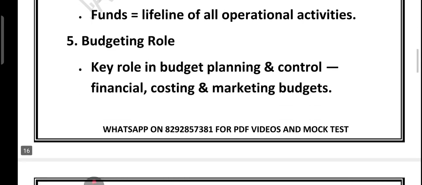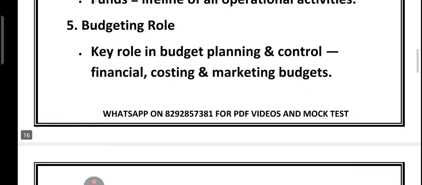Now let's talk about the budgeting role. The treasury plays a key role in budgeting and financial planning. How? Because it helps in preparing and controlling financial, costing, and marketing budgets, making sure that resources are used efficiently and that the company maintains a healthy cash balance.